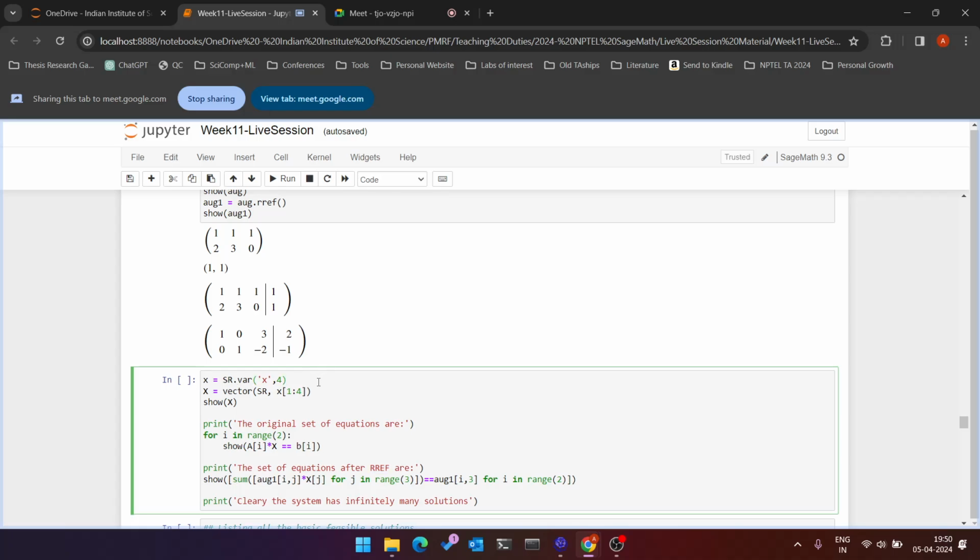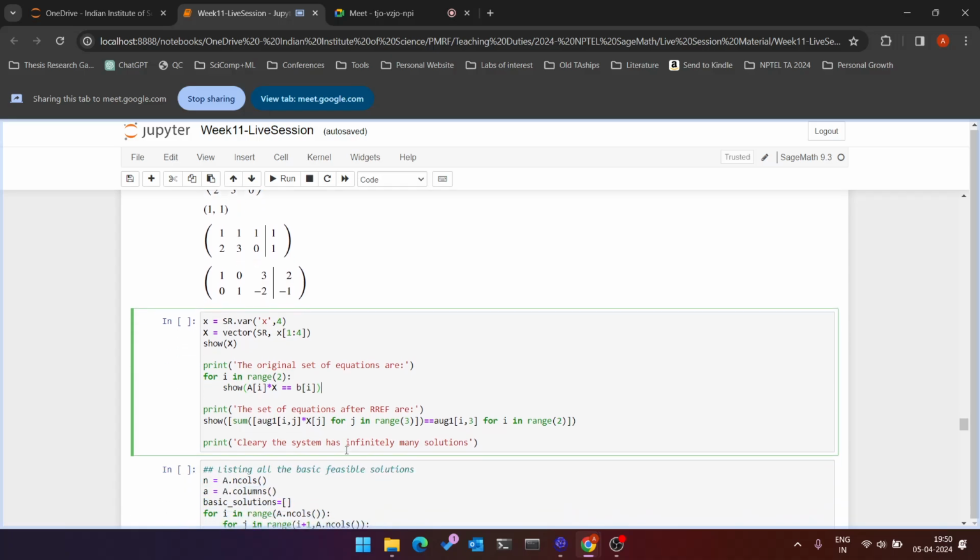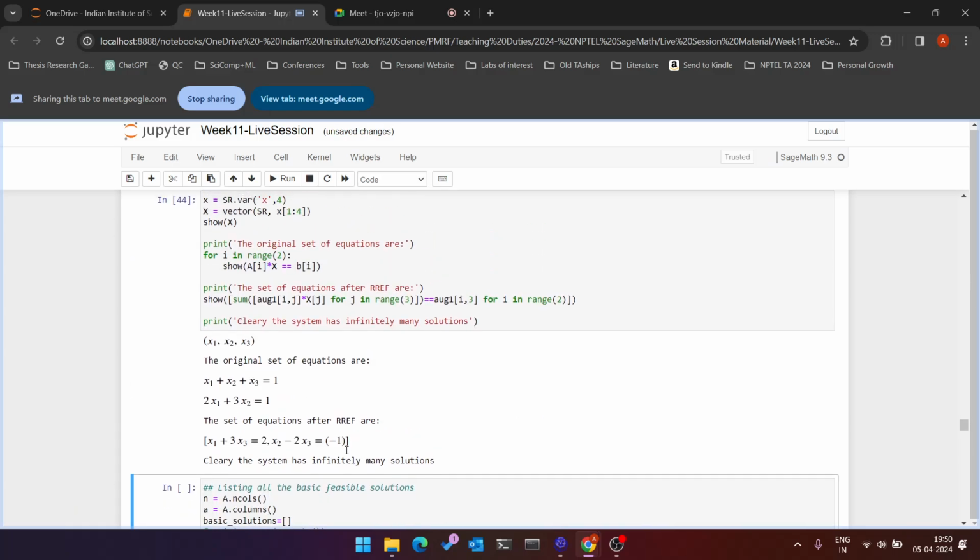Okay, and before we go there, we first get our x1, x2, x3 coming from our symbolic ring variables. With four such variables, those four variables basically become x0, x1, x2, x3. Capital X is a subset of that. It's basically x1, x2, x3, and then I'll print, as I mentioned, my original equations as well as my set of equations after row reduced echelon form.